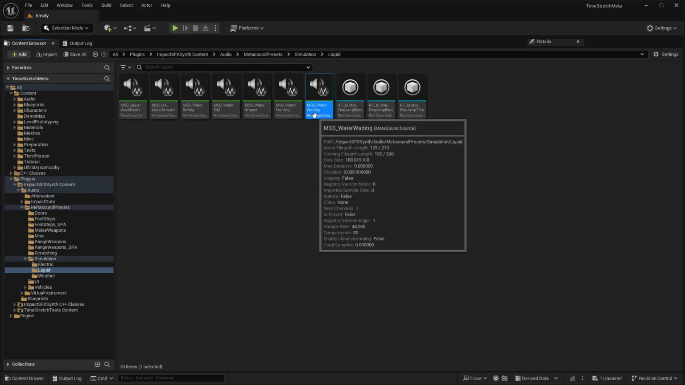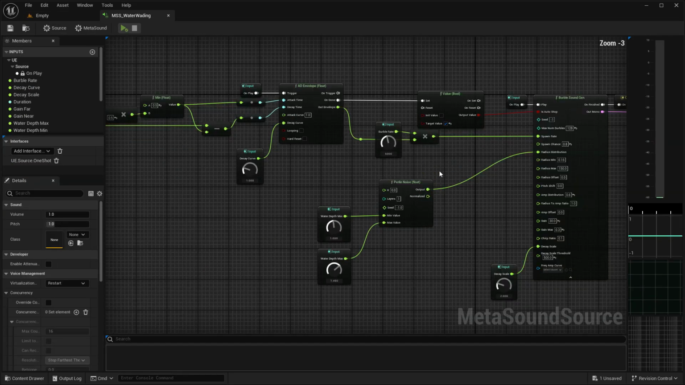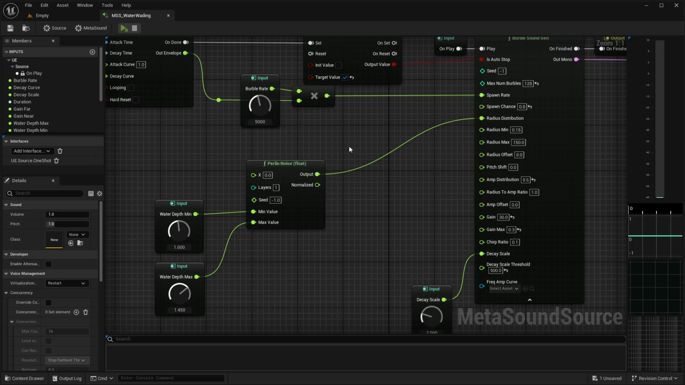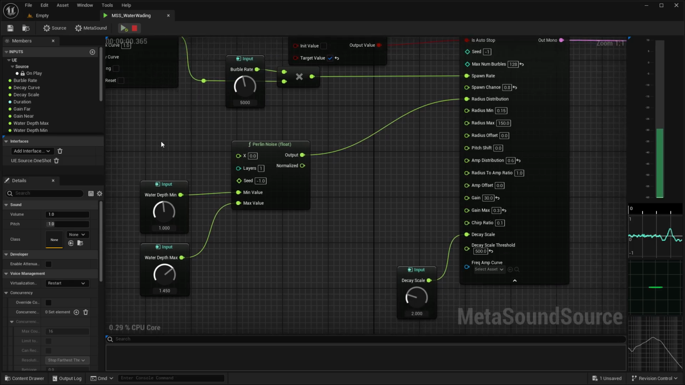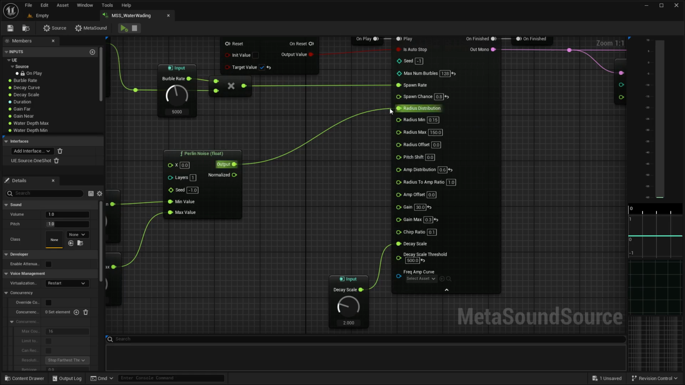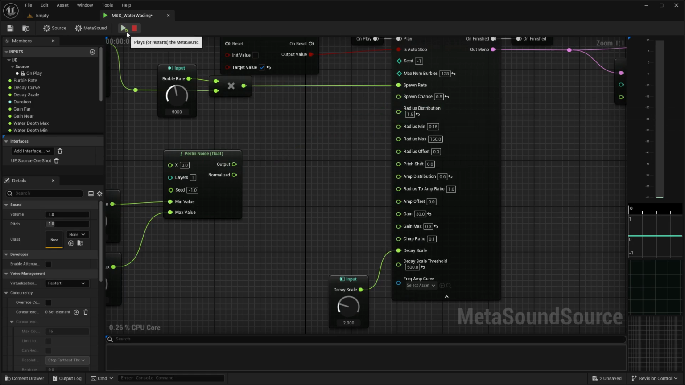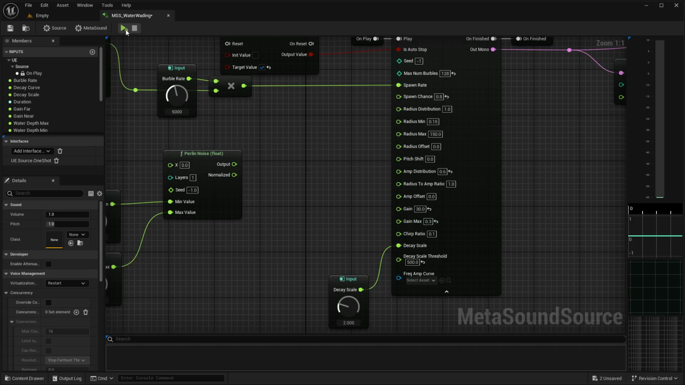The final graph we will review is this wading graph. It can be used for deep water movement, like walking in a lake. We randomize radius distribution by using Perlin noise. This is done to simulate the bubble generation at various stages of movement. If you just use a fixed value like this, it sounds either too shallow or too deep.